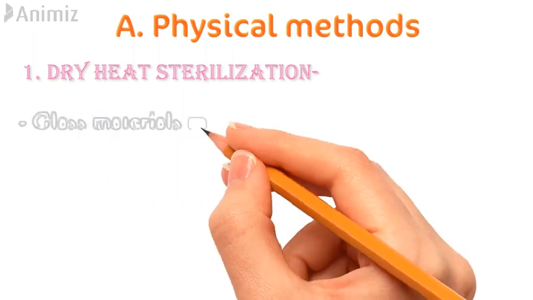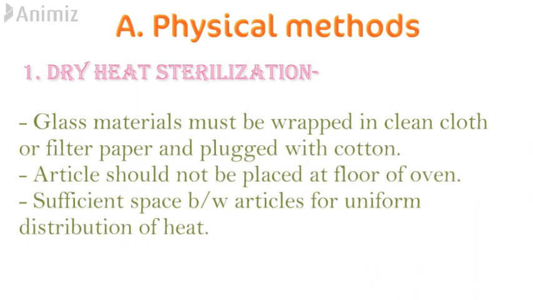Certain things which need to be kept in mind are like glass materials must be wrapped in a clean cloth or filter paper and plugged with a cotton. Articles should not be placed at the floor of the oven, and sufficient space should be there between the articles for uniform distribution of heat.